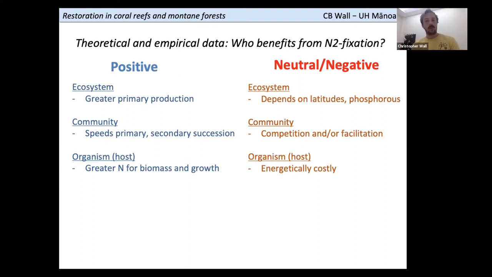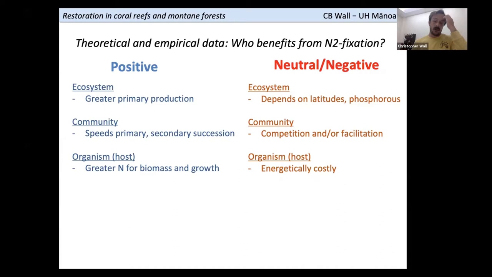However, on the neutral or negative side of that, this function of nitrogen fixers is also really dependent on the latitude that they're found. They're not all the same in tropics versus in temperate forests. It's dependent on the amount of phosphorus in the soil, because the ability to fix nitrogen is dependent on having phosphorus present as well, but not too much. It can facilitate a forest to change, but it can also facilitate a competitive interaction, because nitrogen fixers can be selfish. They can keep that energy for themselves and not share it with the other members, thereby creating these forests that are maybe dominated by nitrogen fixing species that are working selfishly.